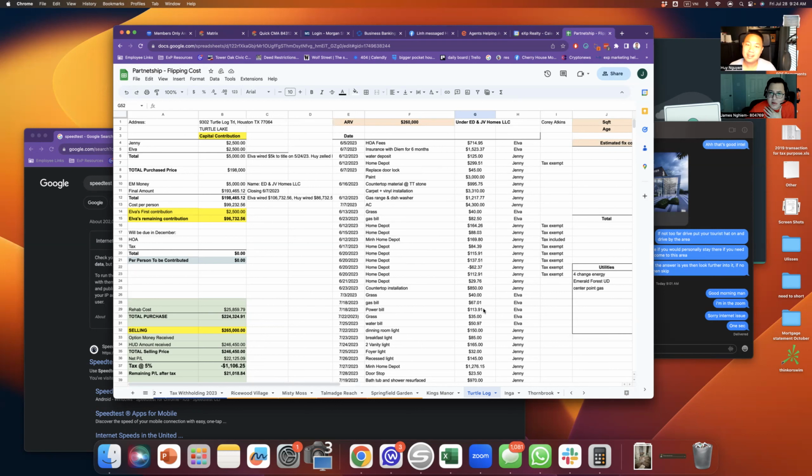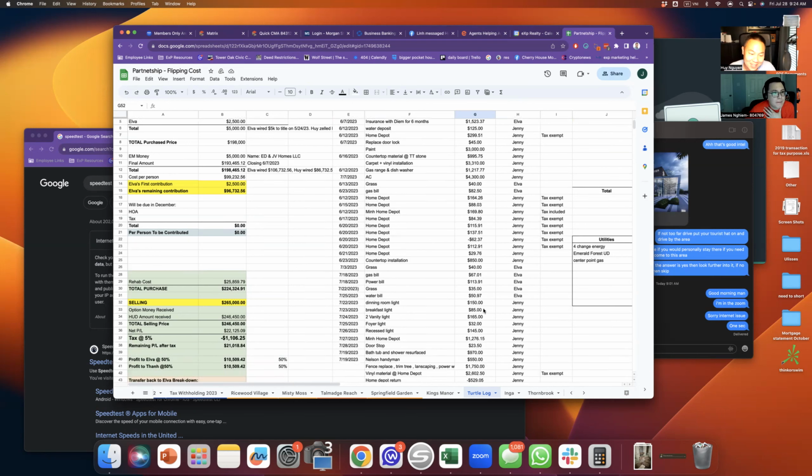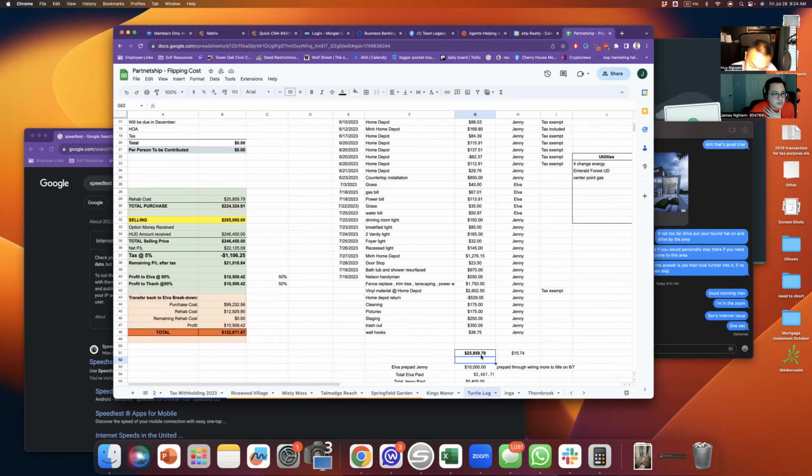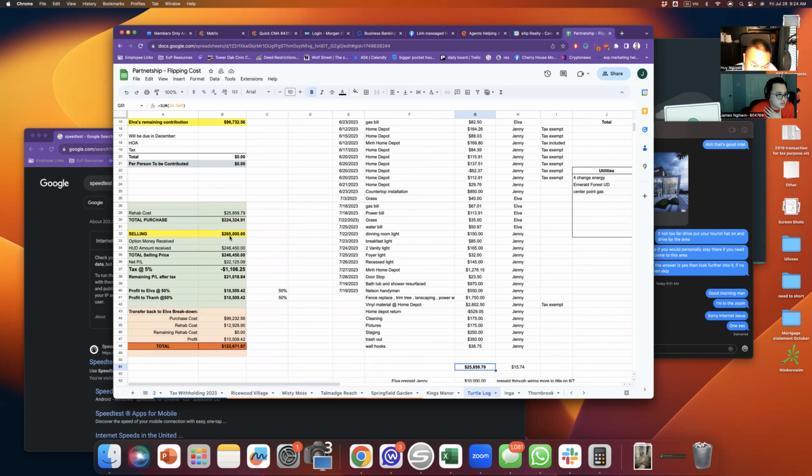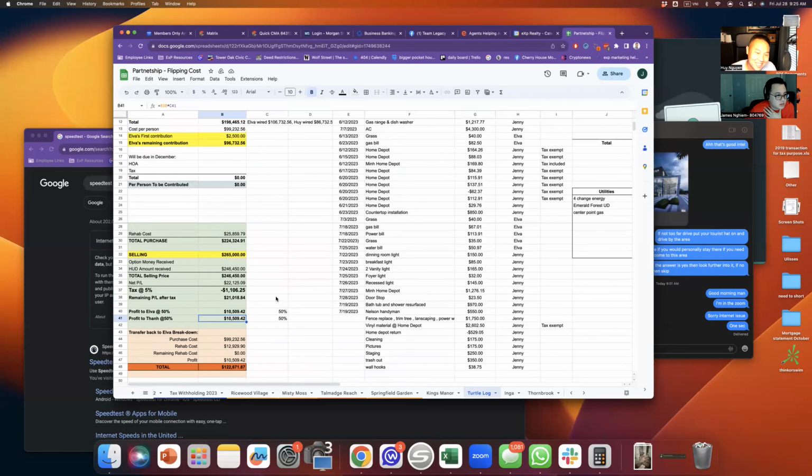Yeah, so hard money, I use it as a last resort because the points can be expensive. Like you see right here, my profit, if I sell this house at 265, my profit is only 20 grand, right? And it's split between me and Elva. So let's say you do it by yourself and then you put hard money on top of it, your profit is going to be like 10, 15 grand. And it's going to take you 3 months to complete. I mean, it's just hard.